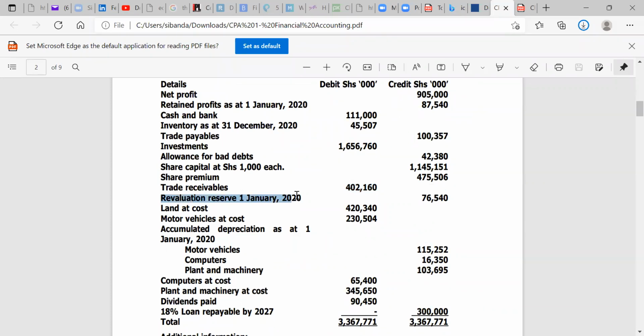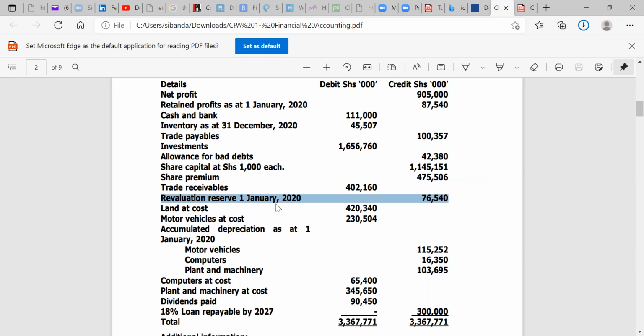Then we have what we call revaluation reserve. And they're telling us revaluation reserve as at 1st January 2020. So this is 76,540. Now, what are revaluation reserves? Revaluation reserves are usually reserves that represent increment in the value of the assets due to revaluation. Reserves that reflect the increment in assets due to revaluation.